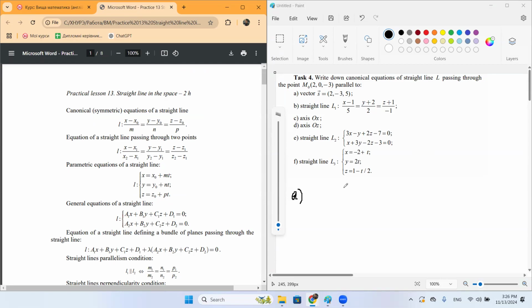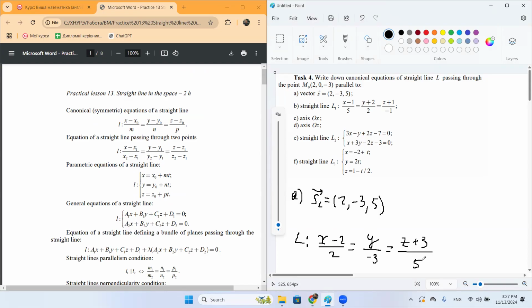Maxim? I think we have everything for it. So direction vector and the point M. Correct. So yeah, let's just write canonical equation. So x minus 2 by 2 equals y by minus 3 equals z plus 3 by 5. And that's it.